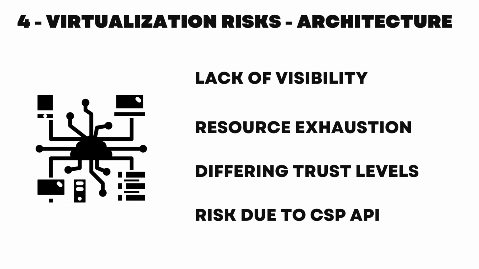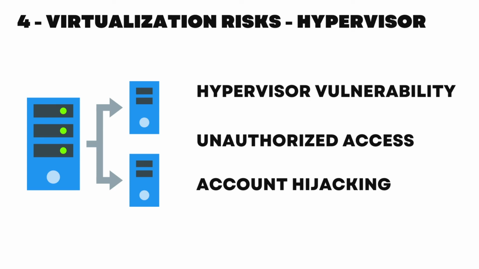Resource exhaustion, we talked about this earlier, right? And workloads of different trust levels can be on the same host. This is because of multi-tenancy. You can have a very sensitive customer on the same hardware as another customer who is completely insensitive and running all sorts of resources. That's why some cloud providers give you controls like a dedicated server. It costs more, but then you have the assurance that it's not being shared with any other tenant. And there is risk, of course, due to the cloud service provider APIs. We talked about this earlier when we talked about the management plane, right? It's the same thing.